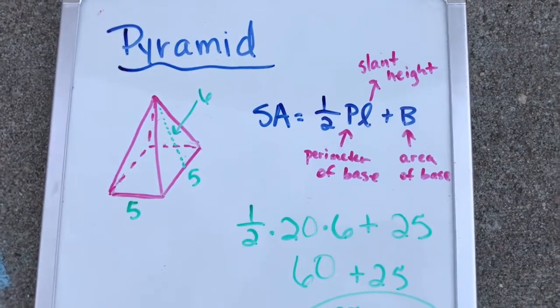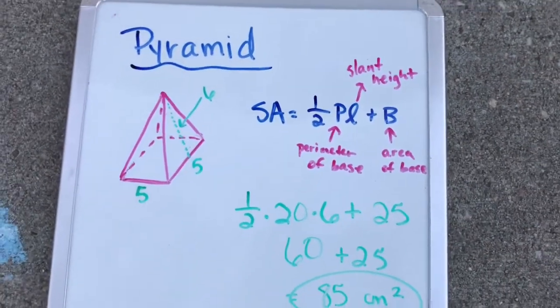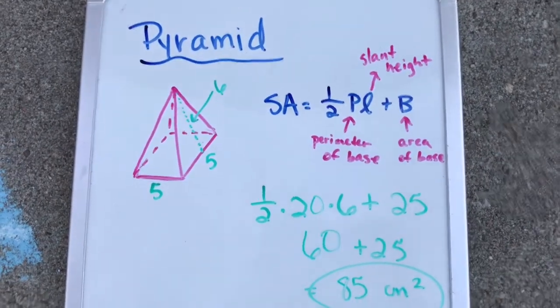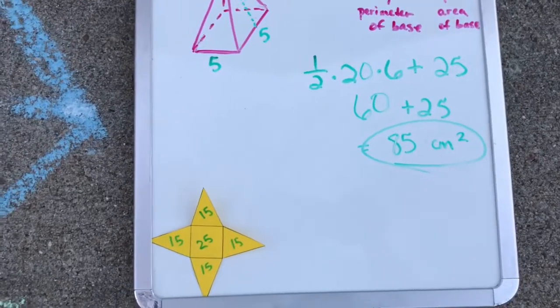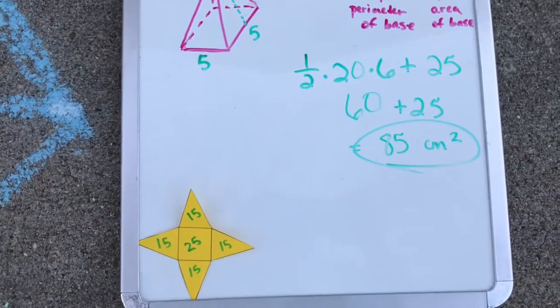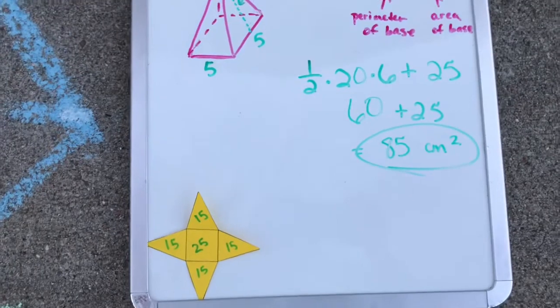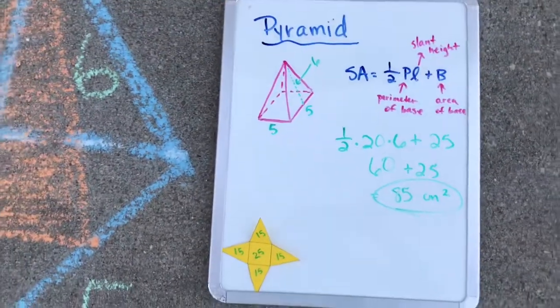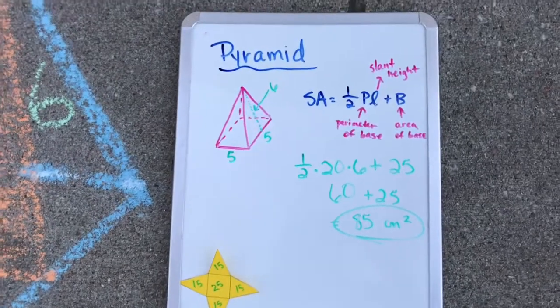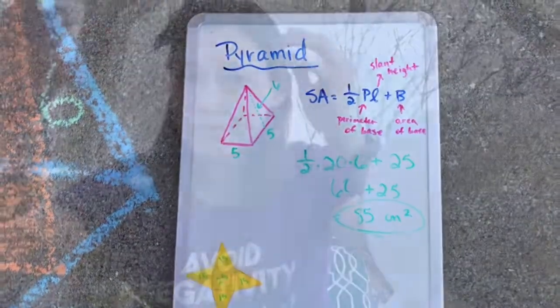If you don't know the slant height, you'll have to use the Pythagorean theorem, and we will get into that later. Down here, I also found the area of each piece. If you add 15 plus 15 plus 15 plus 15 plus 25, that still gives you 85. So again, you don't have to memorize a formula. It's up to you how you do that.